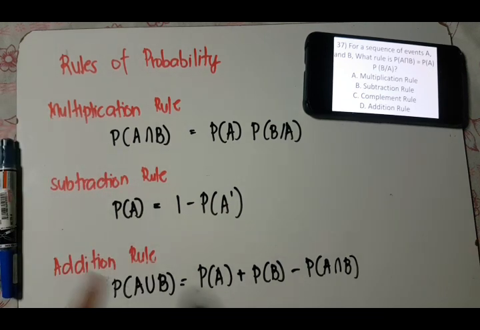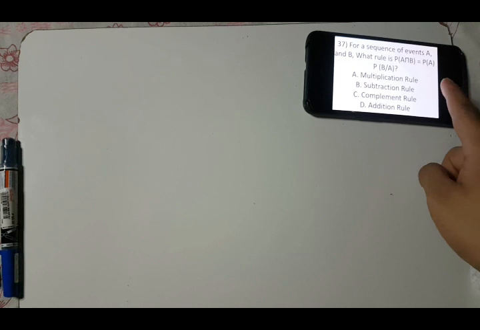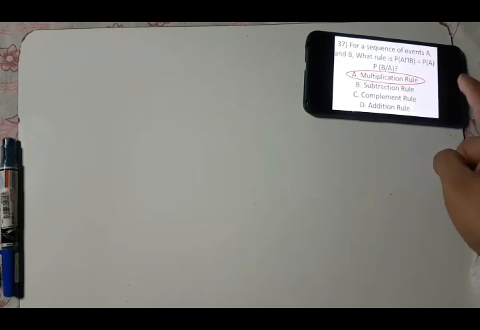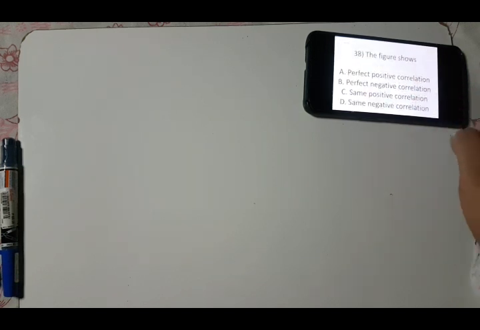Pag pagsasamahin, so that is addition rule. Okay? So, pag subtraction rule, tandaan nyo lang yung subtraction sign. Okay? So, next question. By the way, ang sagot sa number 37, that is multiplication rule.